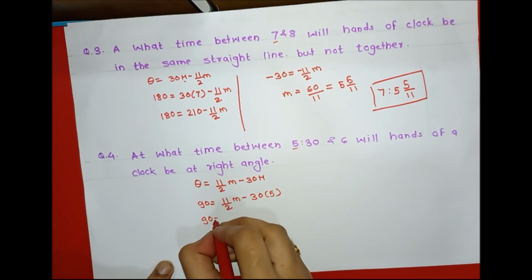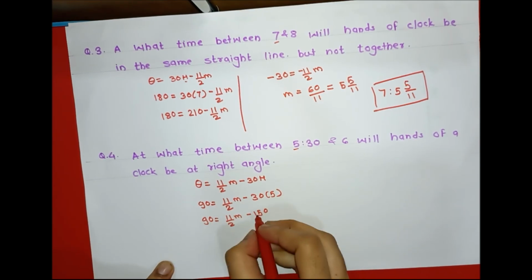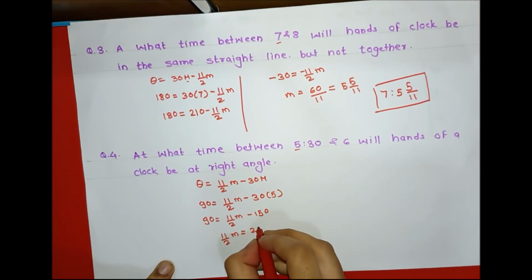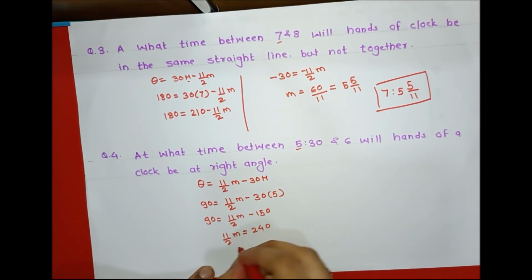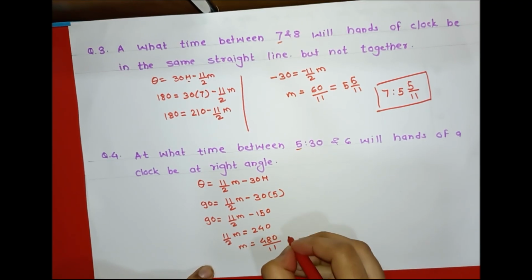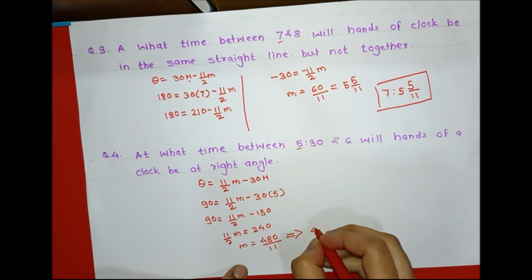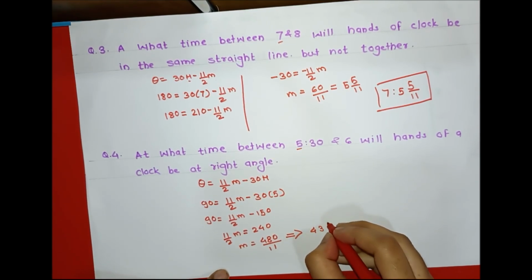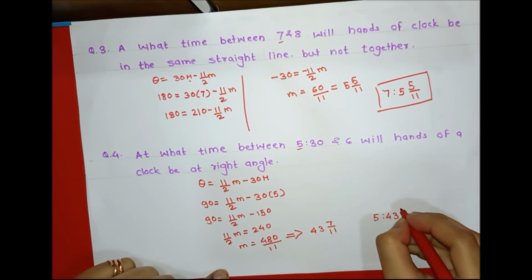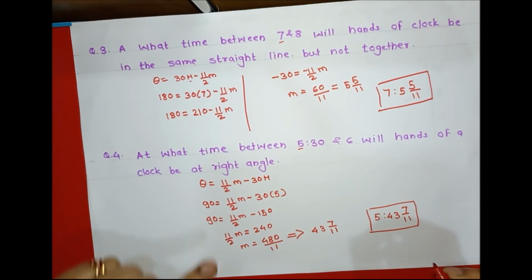It is 90 is equal to 11 by 2 m minus 150. We get 11 by 2 m is equal to 240. So m is equal to 480 by 11, which is equal to 43 7 by 11. So at 5:43 7 by 11, the hands of the clock will be at right angle.